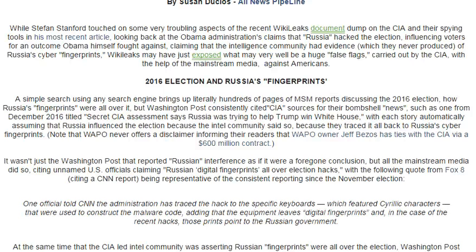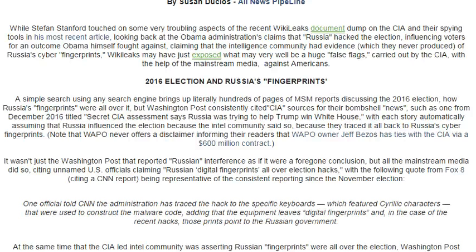Now, I did a search and came up with hundreds of pages of MSM reports discussing the 2016 election and how Russian fingerprints were all over it. All you have to do is put in 2016 election and fingerprints in any search engine. Hundreds and hundreds of pages come up.